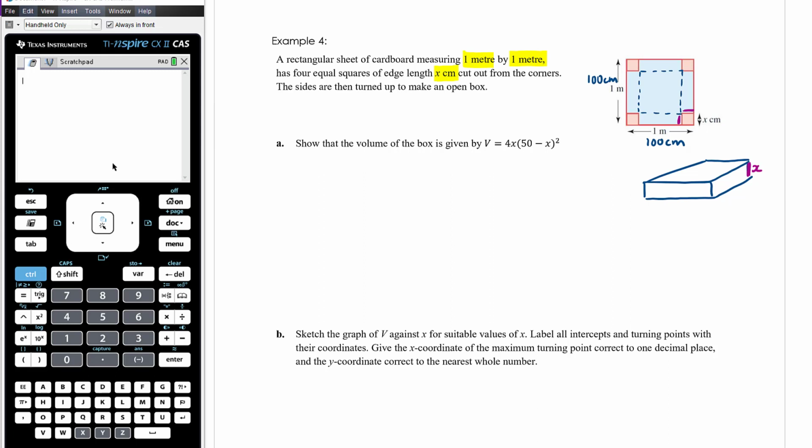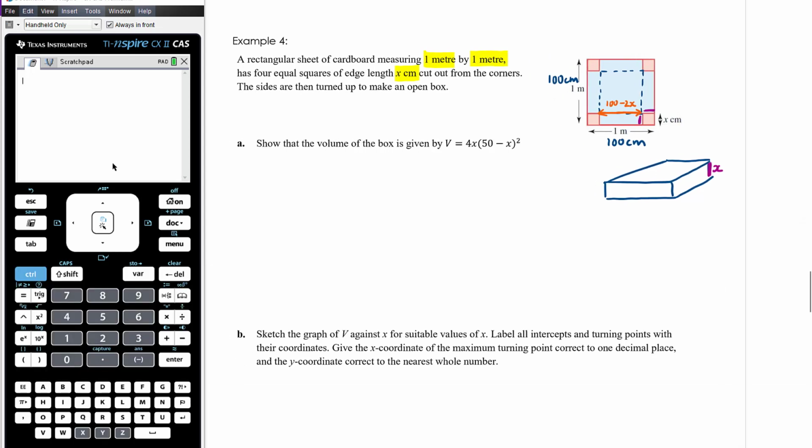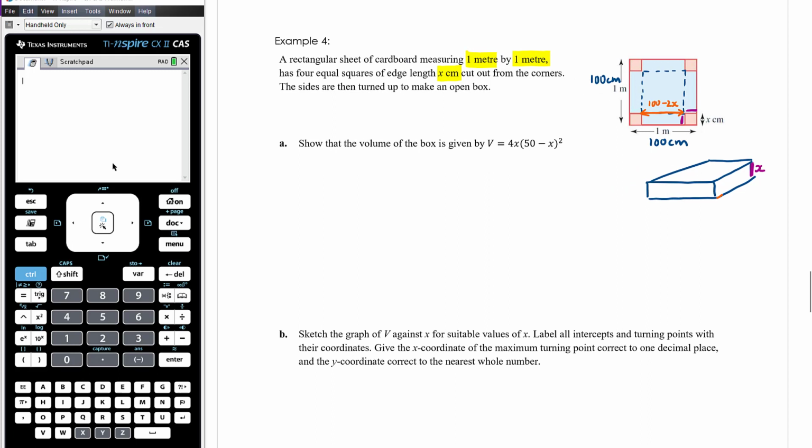And then if we think about the side lengths of the base of the box, it's a square, okay? So looking at this length here, we're going to have 100 centimetres take away the 2x, which is the squares that were cut out, okay? So this is going to be 100 minus 2x. This is also going to be 100 minus 2x.